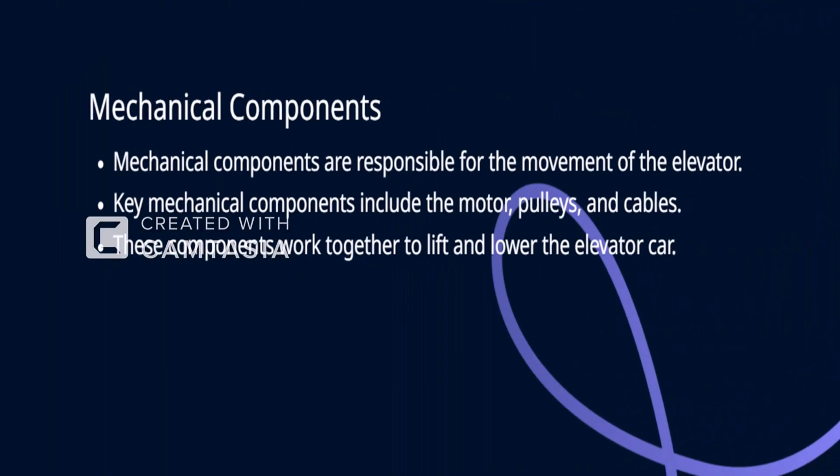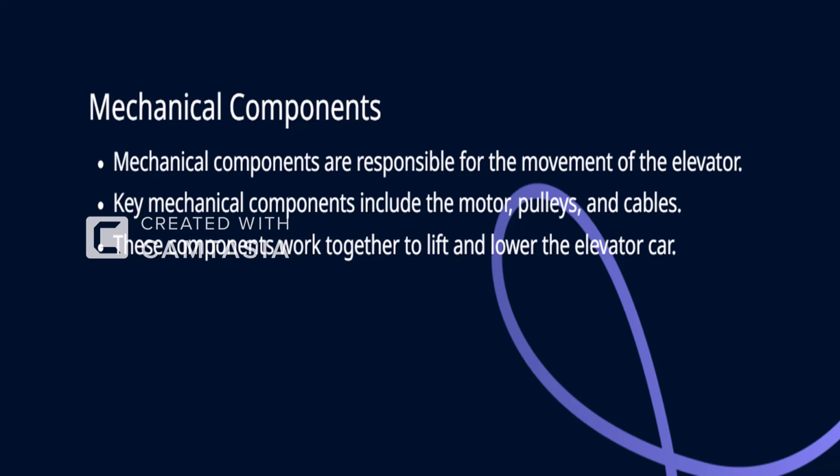Mechanical components. Next, we have the mechanical components responsible for the elevator's movement. These include the motor. The motor is the heart of the elevator, responsible for powering the lifting and lowering of the elevator car. Pulleys. These guide the cables that move the elevator car up and down the shaft, reducing friction and distributing weight.